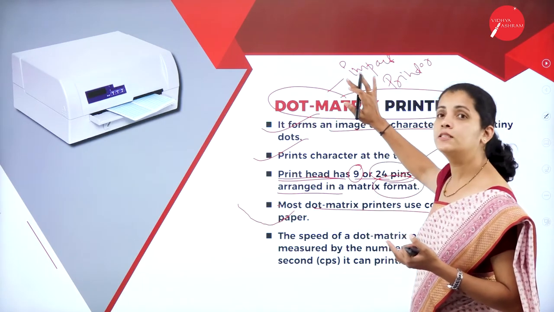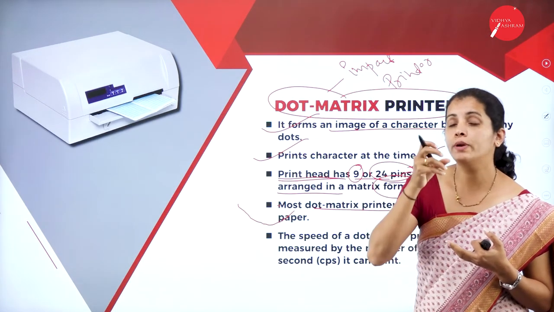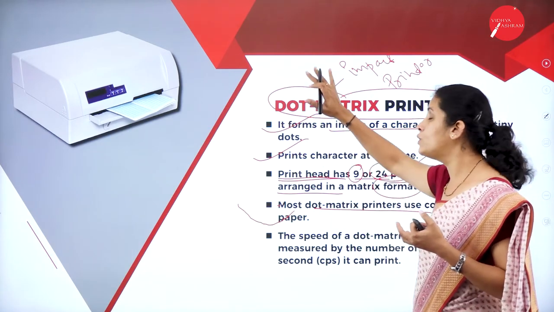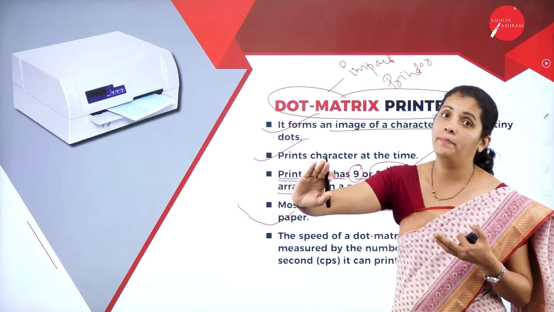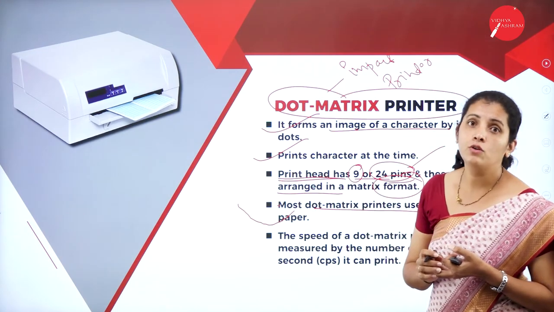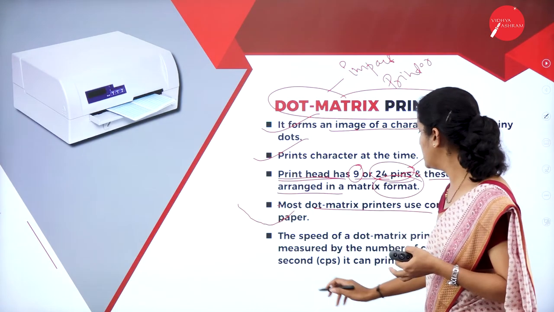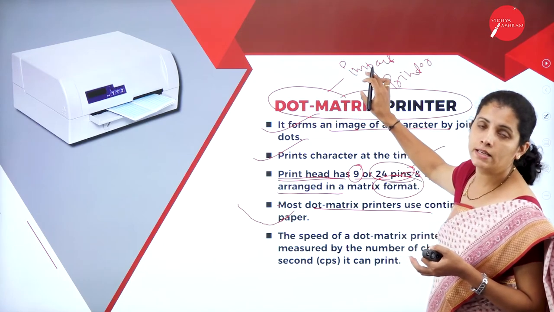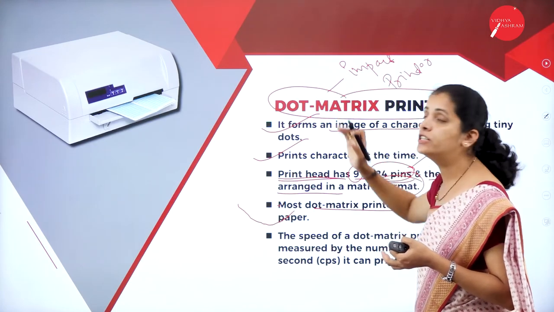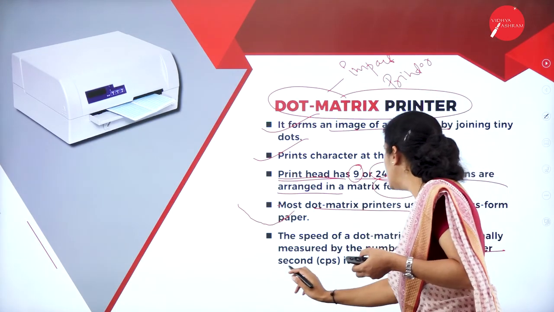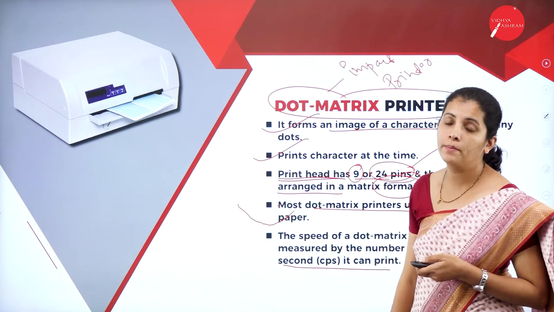And the dot matrix printer uses a continuous form of paper. That means to print characters on paper in the dot matrix printer, we require continuous form, that is long paper. Then the speed of dot matrix printers is measured in terms of characters per second. That means here the dot matrix printer is responsible for printing one character at a time, and it is measured in terms of characters per second it can print. So these are the two different types of impact printer.